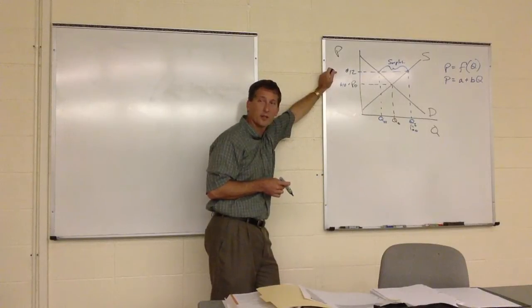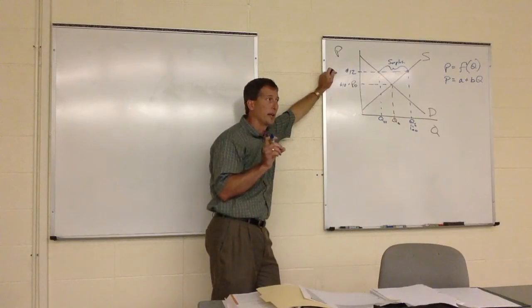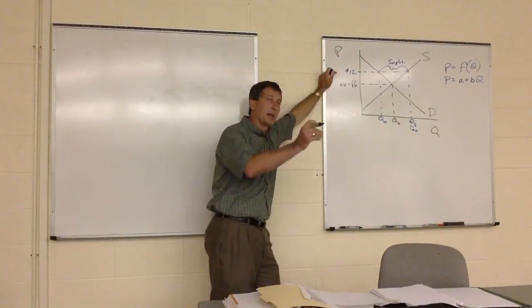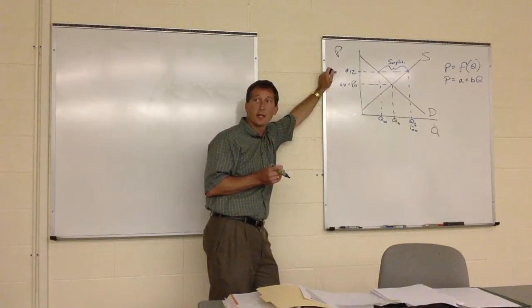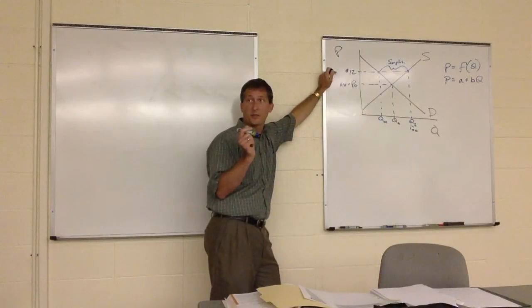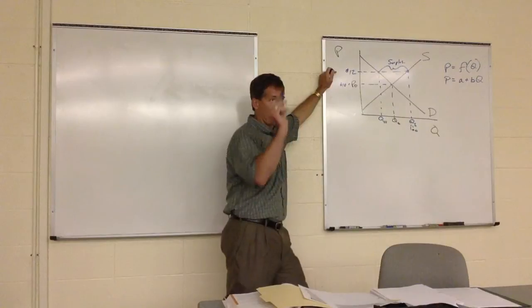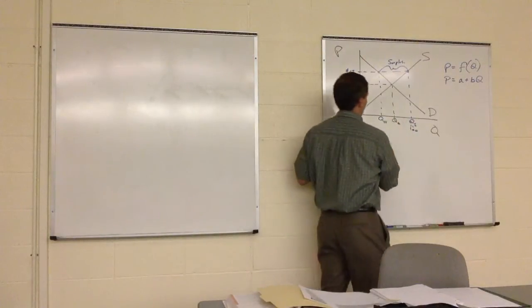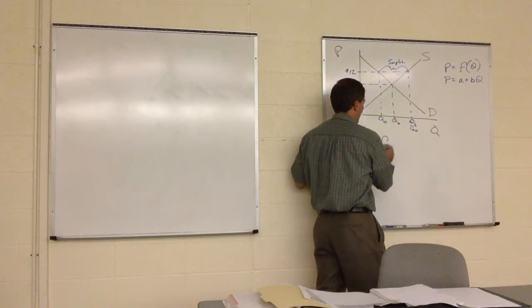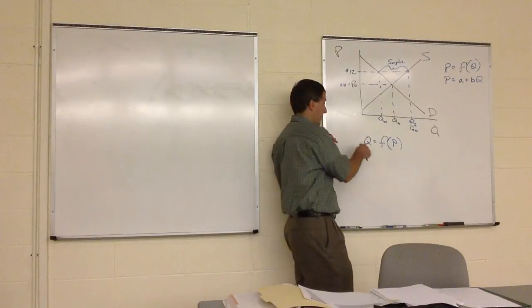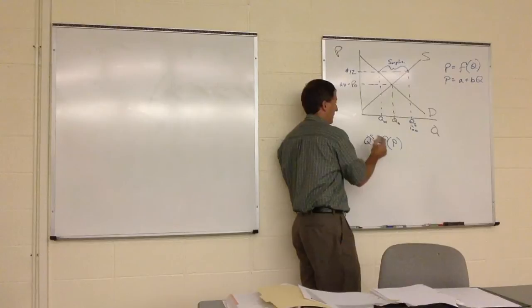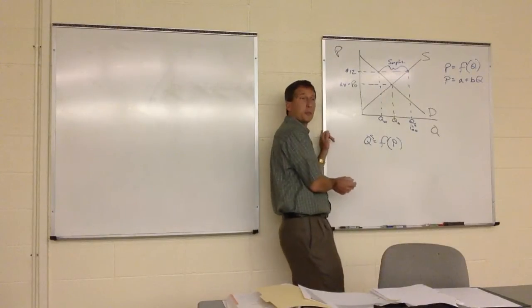Independent is price, good. So in a functional form, where do independent and dependent variables belong? What goes on the left-hand side of the equal sign? What goes on the right? Dependent goes on the left. Good. So it's Q equals some function of price. The quantity supplied is a function of price.